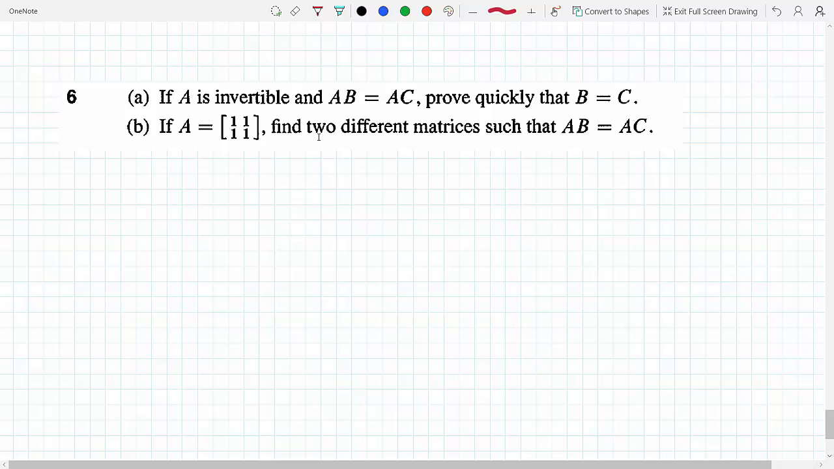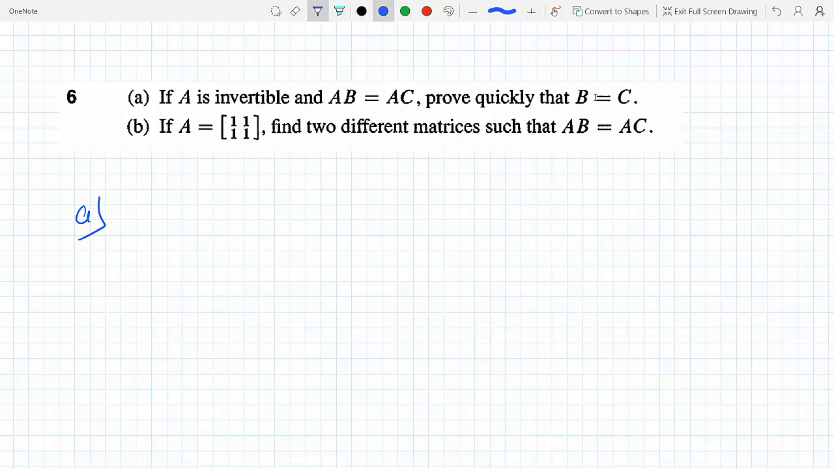If A is invertible and AB equals AC, prove quickly that B equals C. Okay. Let me show you why. This is true. Let me help you out.